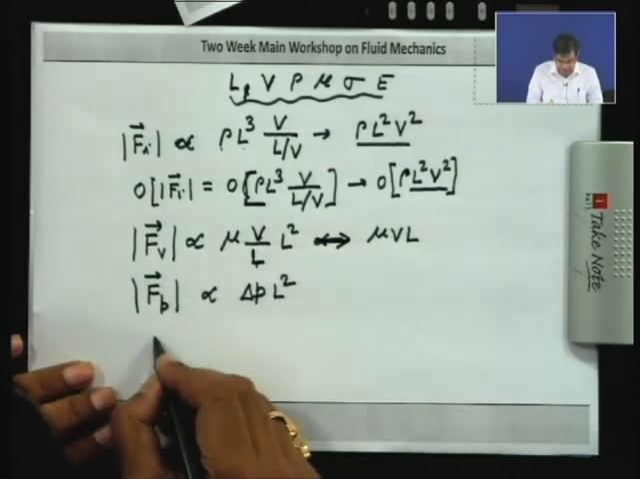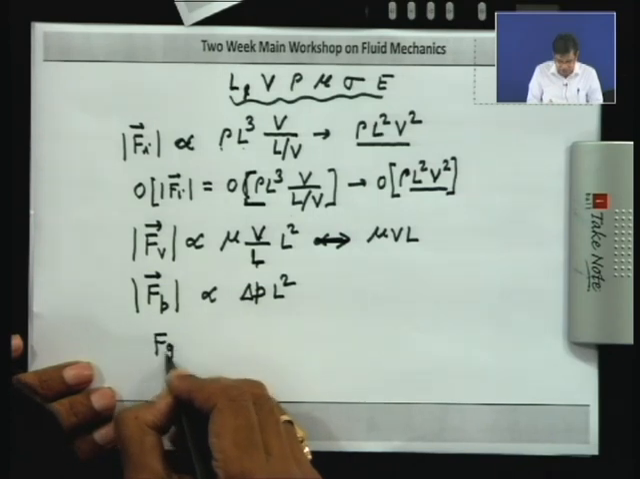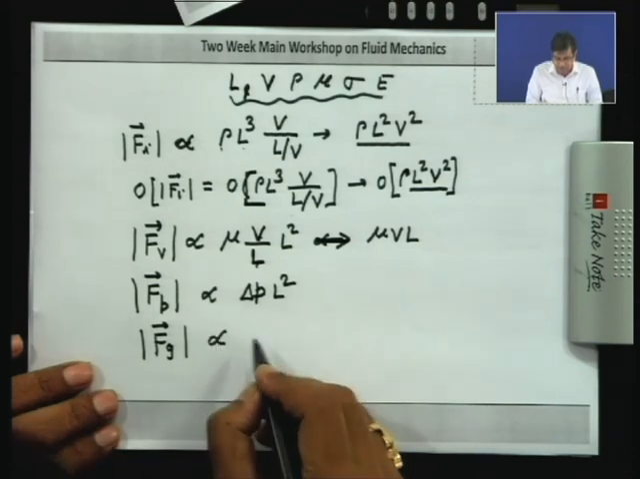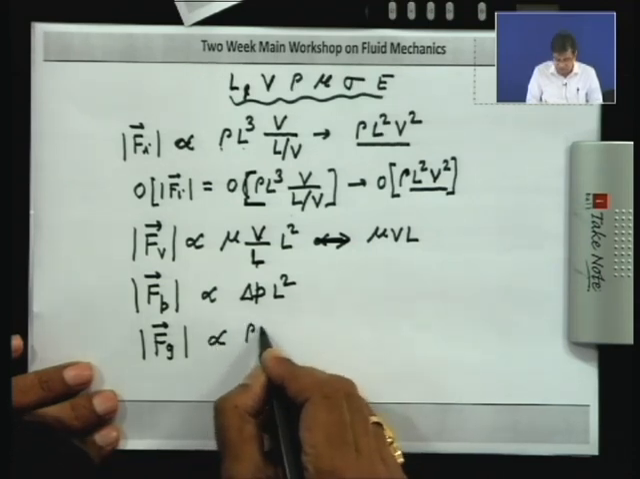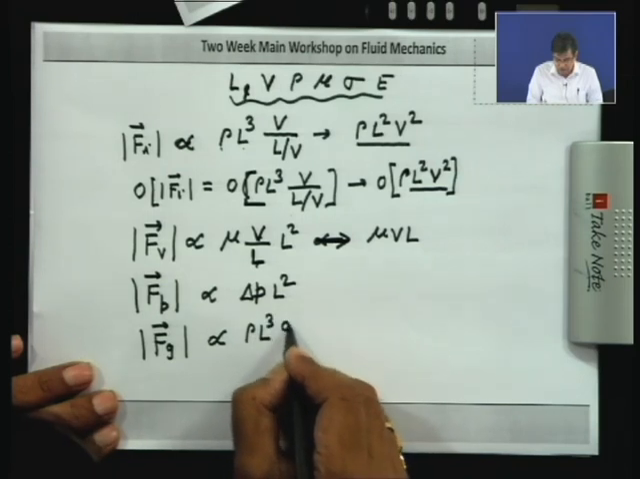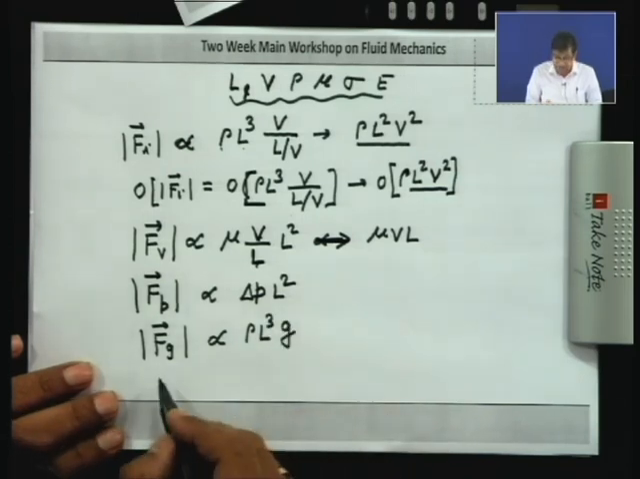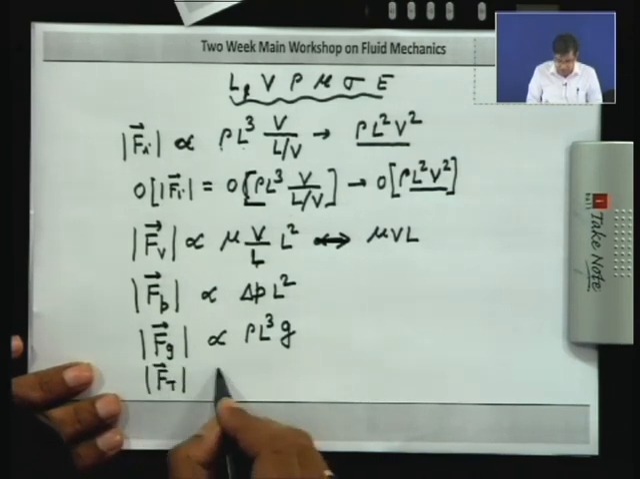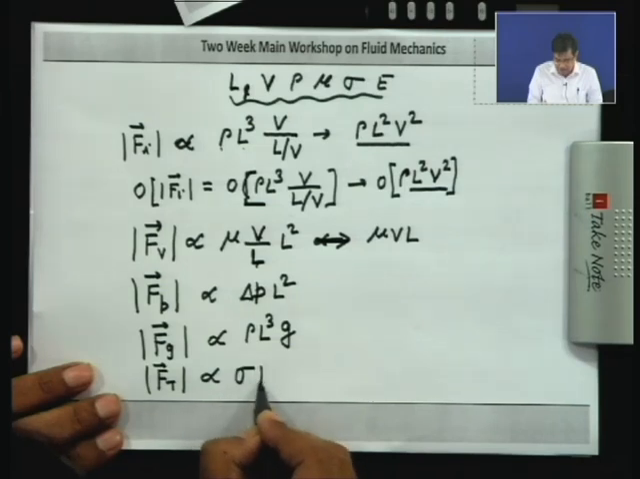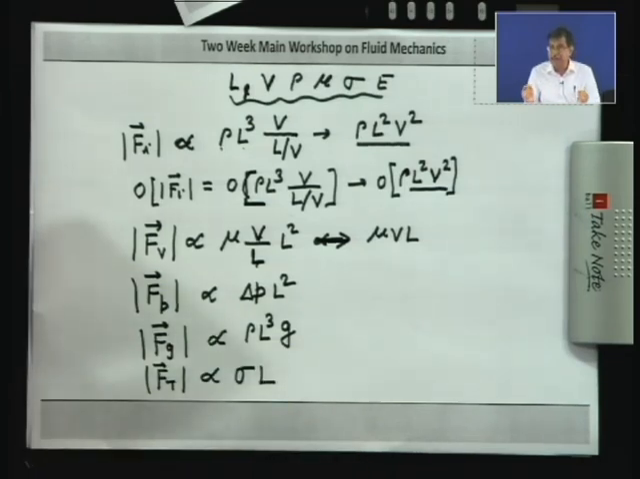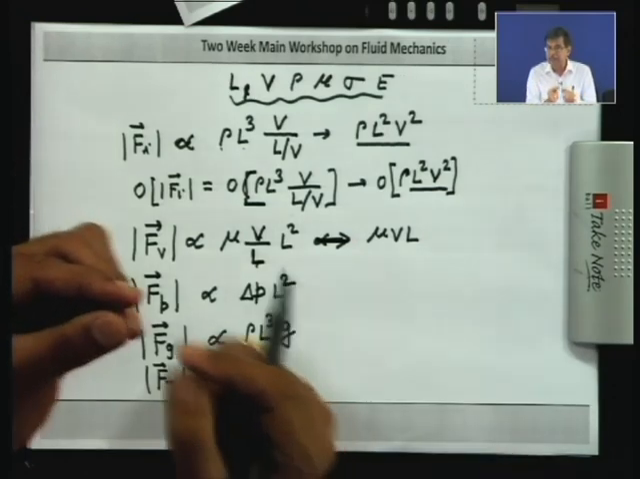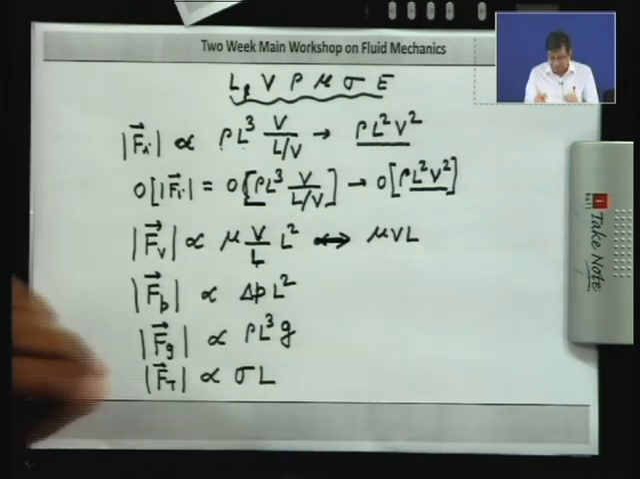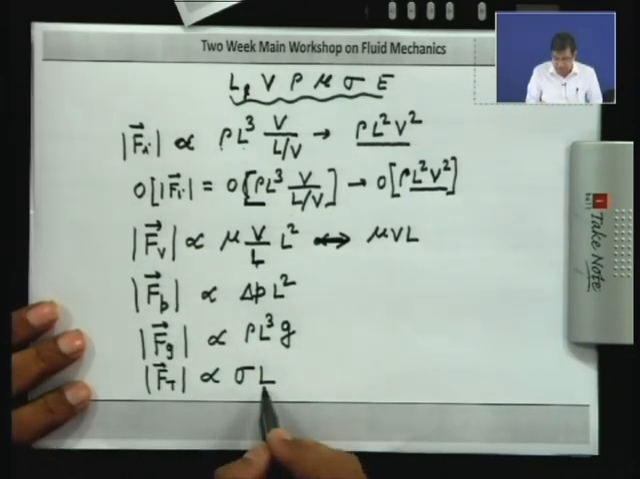Let us consider the gravity force. The representative magnitude is again the mass into acceleration due to gravity, rho L cube into g. Surface tension force. As you know, the representative magnitude is surface tension coefficient into characteristic length, because surface tension force acts along the periphery of the interface, along the length of the interface. So, surface tension coefficient is defined as the surface tension force divided by the length. So, surface tension force is sigma L.